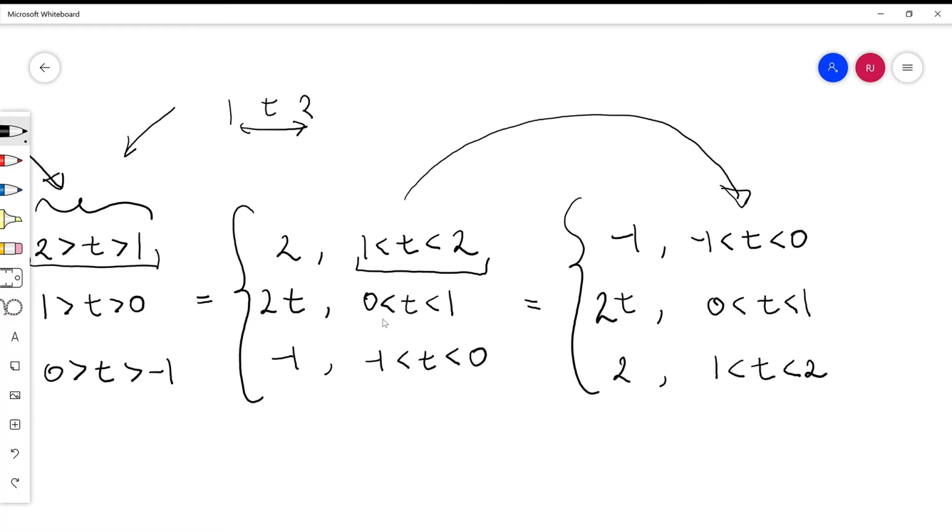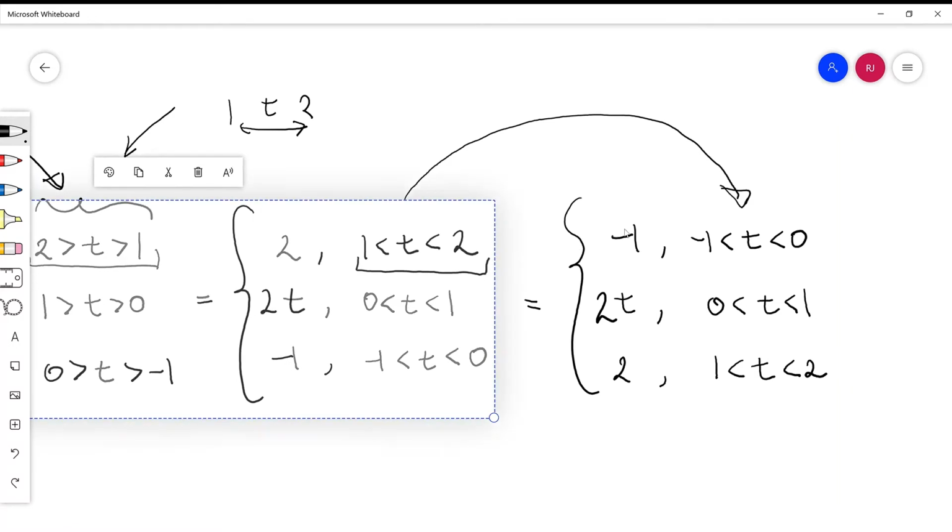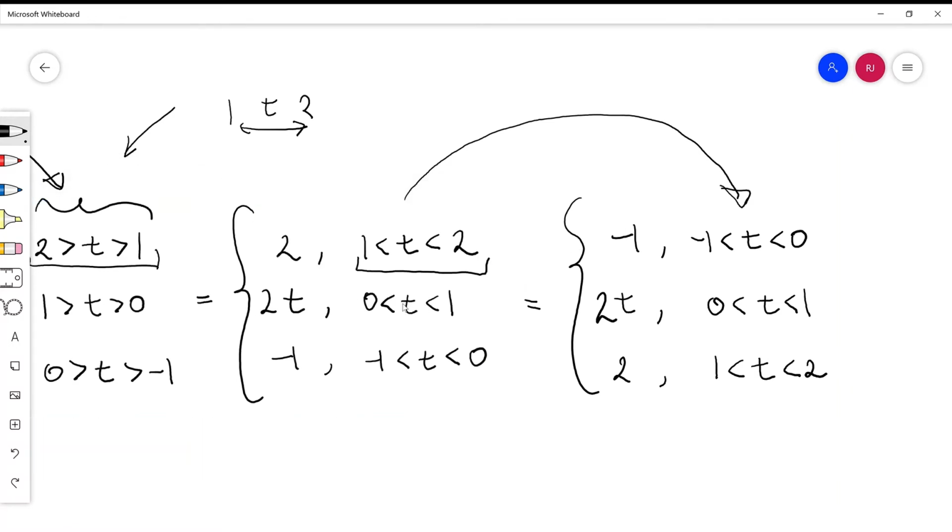So for example, the t from -1 to 0 should be on the top. So I've written that up here. The -1 that was originally there, I've rewritten back up here. This 2t, or rather values of t from 0 to 1, stays in the middle, and the expression when t is in this range is still 2t, just like before.